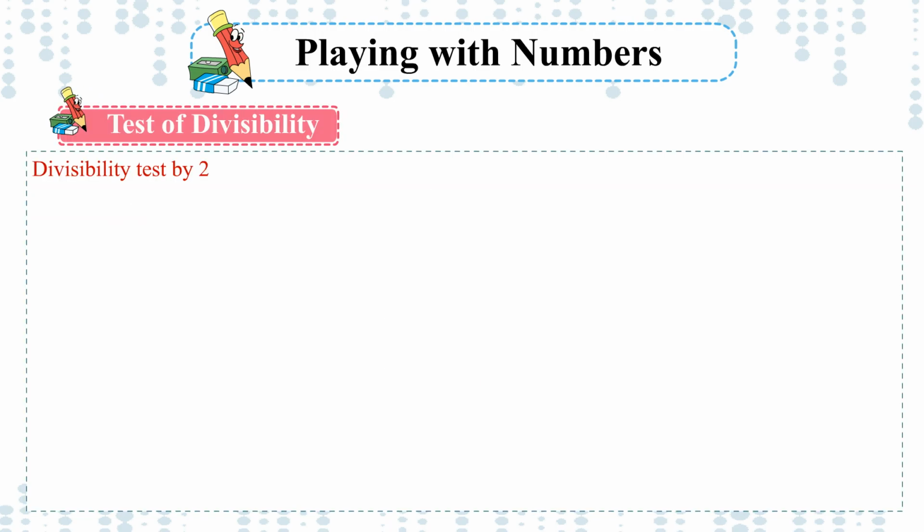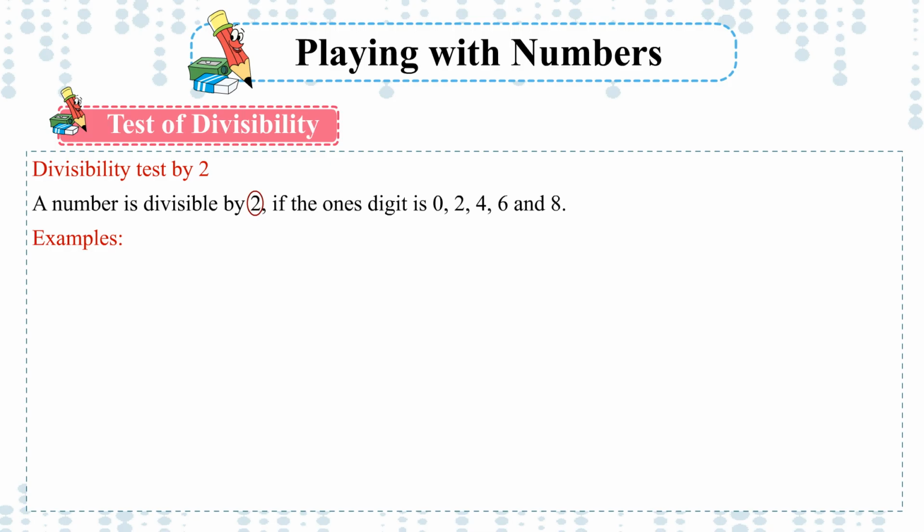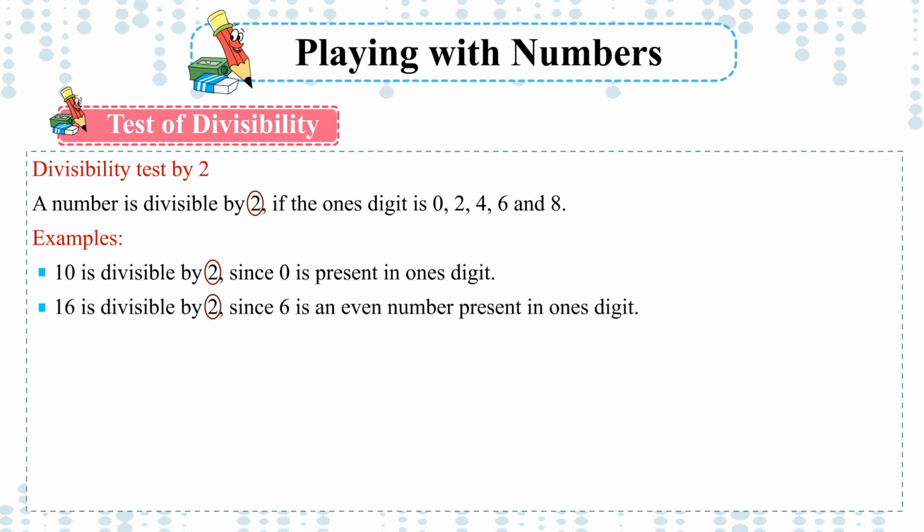Divisibility test by 2. A number is divisible by 2 if the ones digit is 0, 2, 4, 6 and 8. Examples. 10 is divisible by 2 since 0 is present in one's digit. 16 is divisible by 2 since 6 is an even number present in one's digit. 8 is divisible by 2 since 8 is an even number.